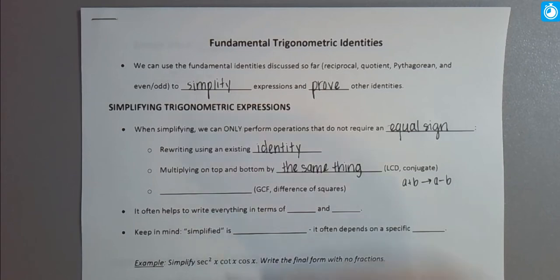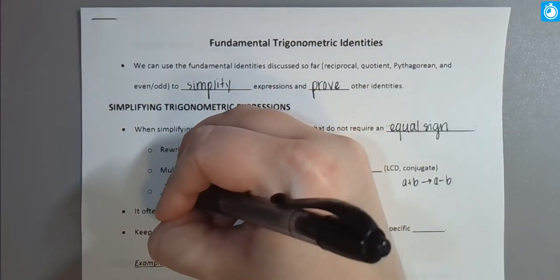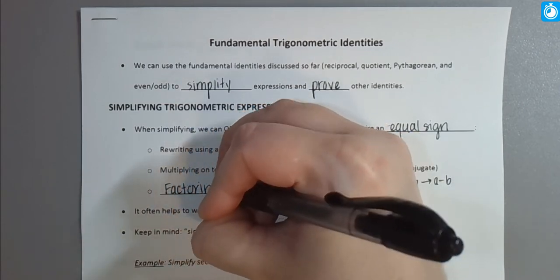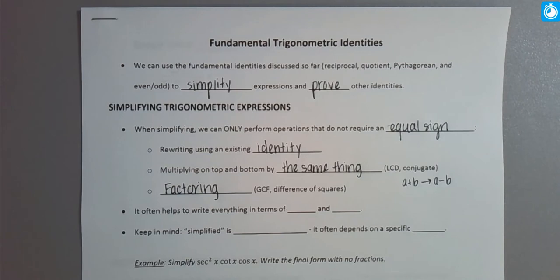Another option that may come in handy, another strategy, is factoring. So factoring is just rewriting an expression in a different way. So finding a greatest common factor, factoring that out, rewriting an expression using the difference of squares formula. Factoring just takes an algebraic expression and rewrites it in a different form. So sometimes factoring may be handy, particularly if we have, for instance, a numerator and denominator, and we can find common factors on top and bottom that cancel out.